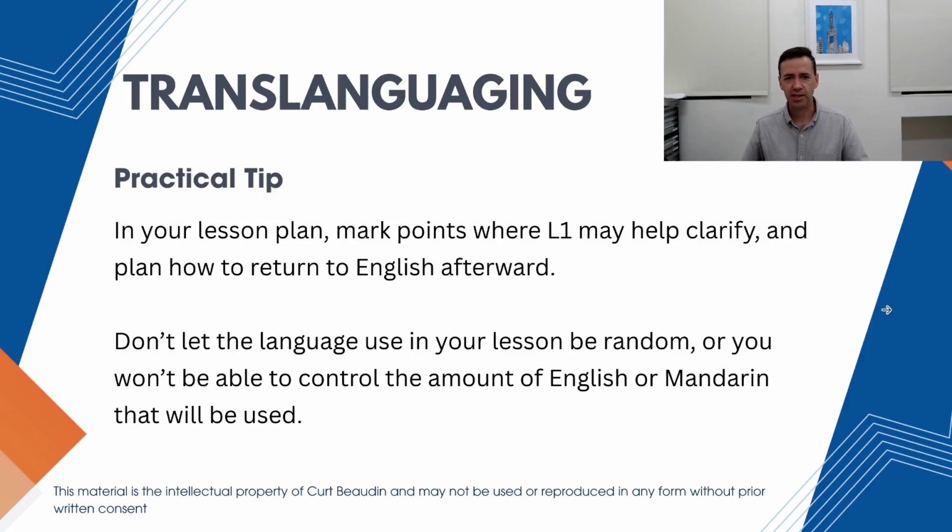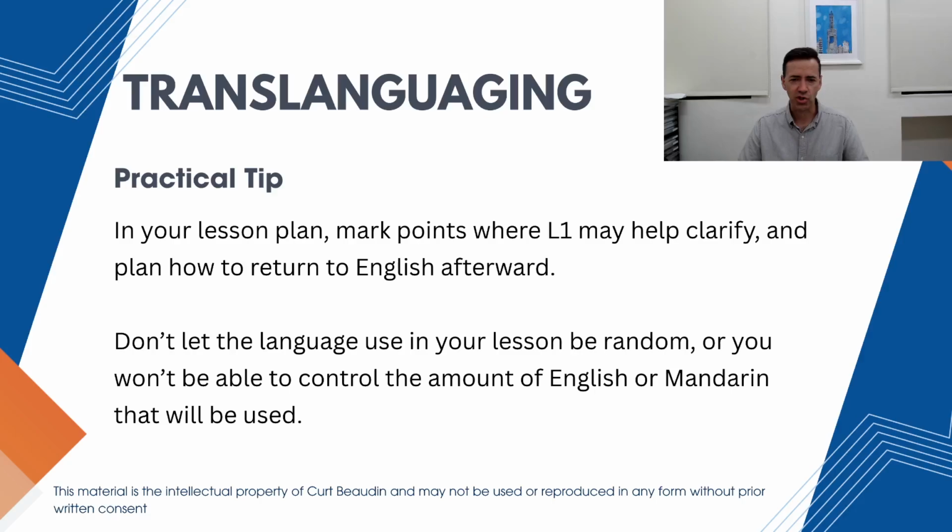Okay, practical tip for translanguaging. In your lesson plan, if you're making an actual lesson plan, mark the points where Chinese may help clarify, and then plan how you are going to get back to English. Don't just, like I said, randomly do it in the beginning. Actually write it down. Right here, I'm going to use Chinese if I need to because I don't think they will understand. Okay, now how do I get it back into English afterwards?